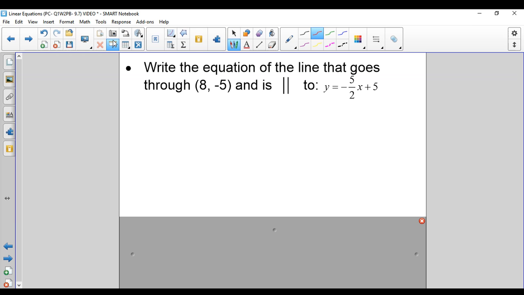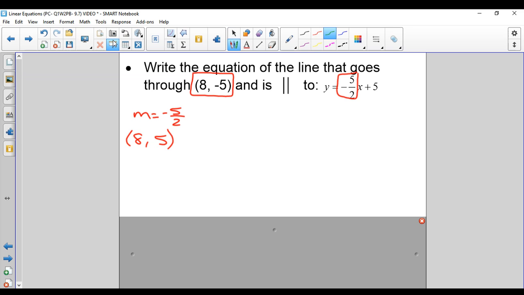You're definitely going to use this point. I'm telling you it's going through the point. You need at least the slope to figure it out. Parallel lines have the same slope, so you just need to figure out what the slope is of this line. The slope is -5/2. And then once you have that, and you're focused on this point, you have what we did in the last video.